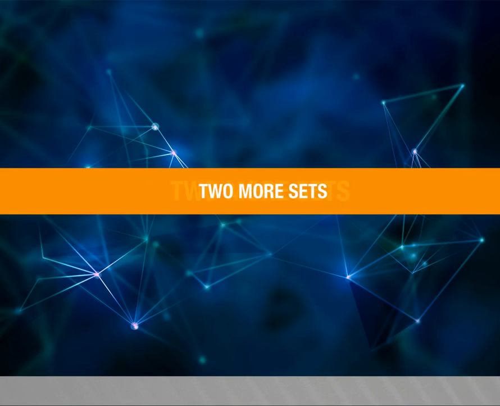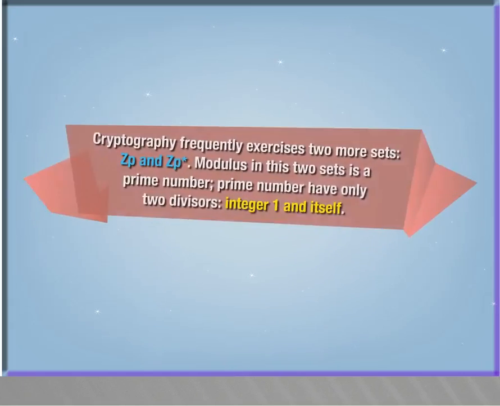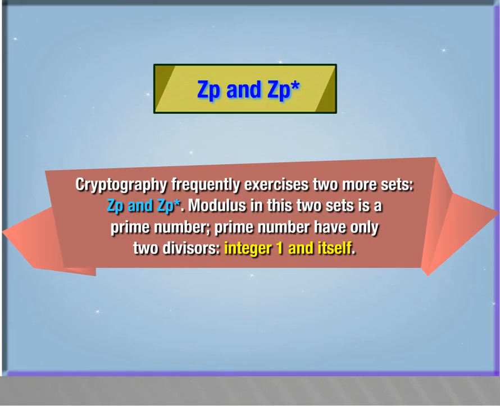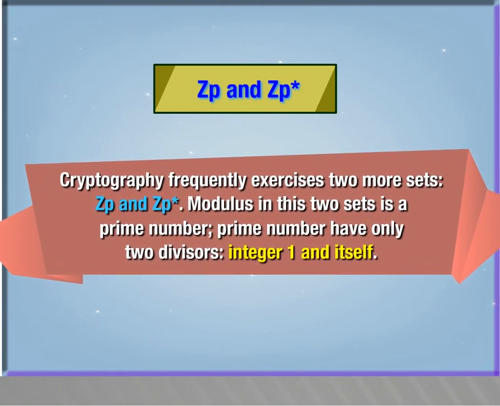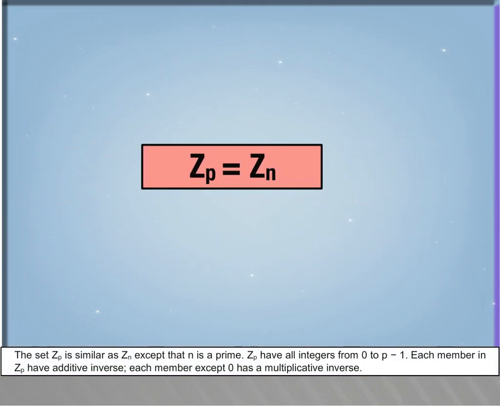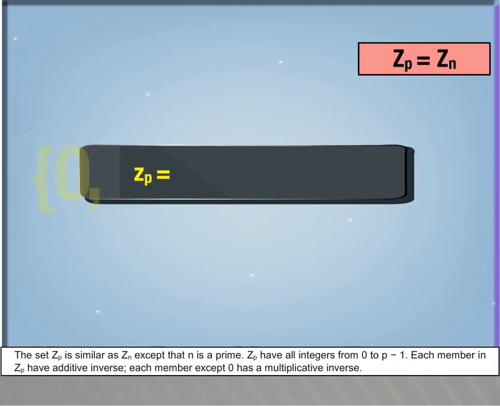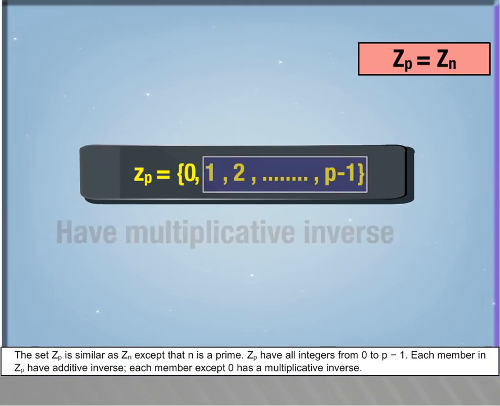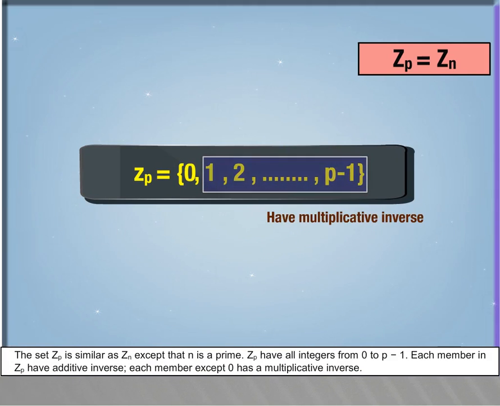Two more sets. In this video, we are going to see about two more sets. Cryptography frequently uses two more sets, ZP and ZP group. The modulus in these two sets is a prime number. A prime number has only two divisors, the integer 1 and itself. The set ZP is similar to Zn except that n is a prime. ZP has all integers from 0 to p minus 1. Each member in ZP has an additive inverse. Each member except 0 has a multiplicative inverse.